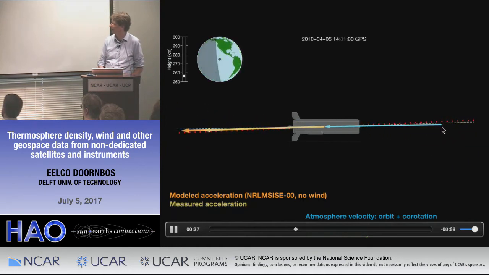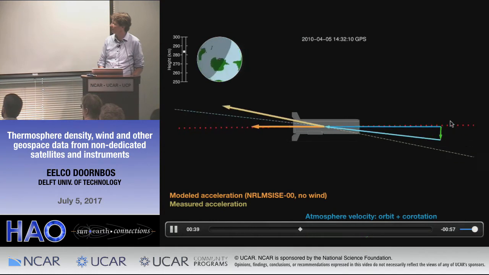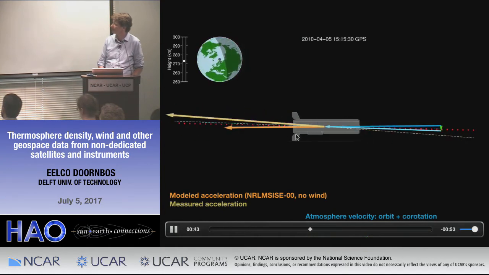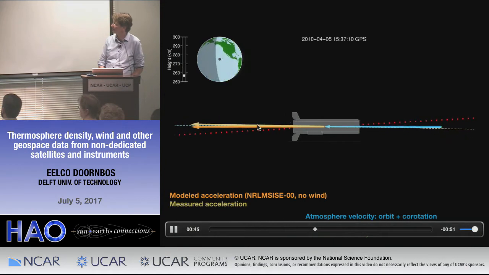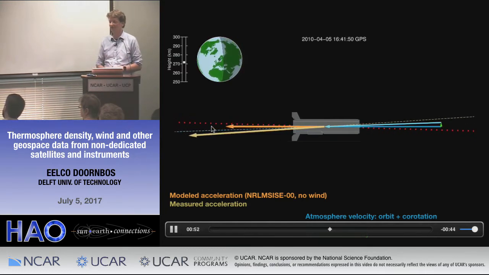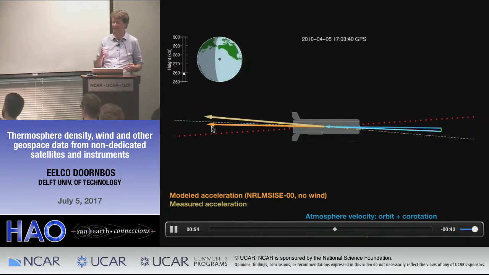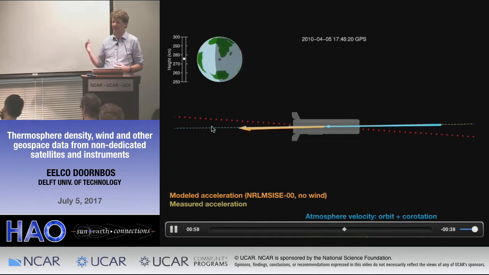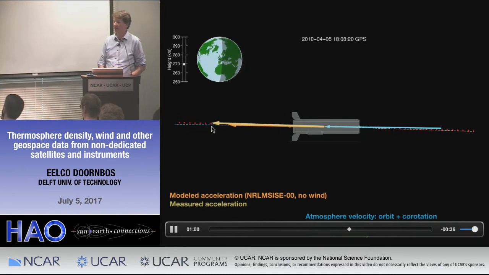So that's step one. And then step two is, depending on this direction of the relative velocity, I can evaluate my aerodynamic model. And you can see that there's also a difference in the length of the arrows then. And this difference in the length, I try to explain completely from a difference in the density between the reality and the model. This is not entirely correct because there might be an in-track wind component.